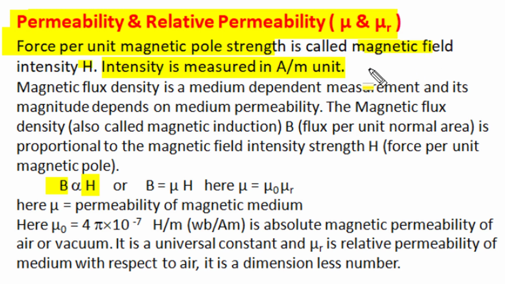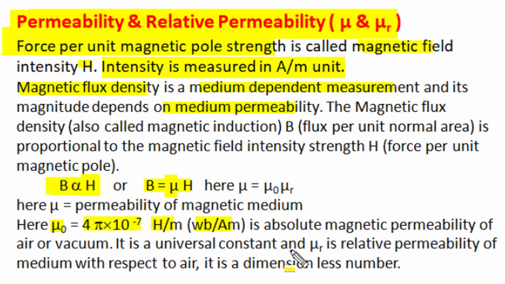In fact, magnetic field intensity doesn't depend upon the medium, whereas magnetic induction or magnetic flux density is a medium dependent measurement, and the magnitude of magnetic induction depends upon the medium permeability. And we say magnetic induction and magnetic field intensity are proportional to each other, and the proportionality constant is known as permeability of the magnetic medium. Now the permeability of air or vacuum is known as mu naught, and its value is 4 pi into 10 raised to the minus 7 Henry per meter or Weber per ampere meter.